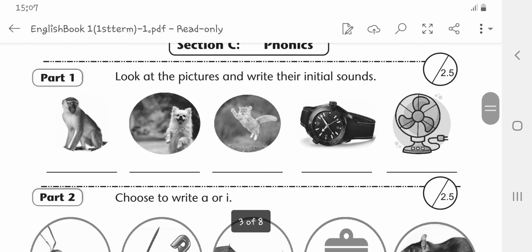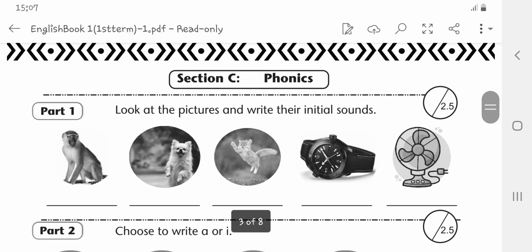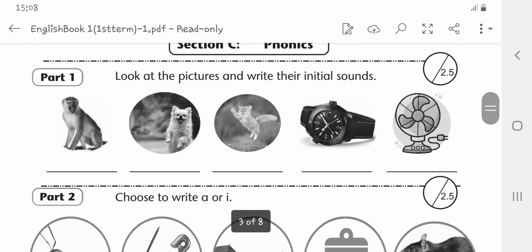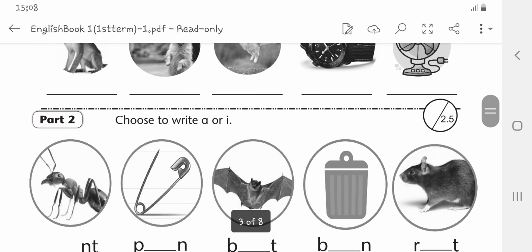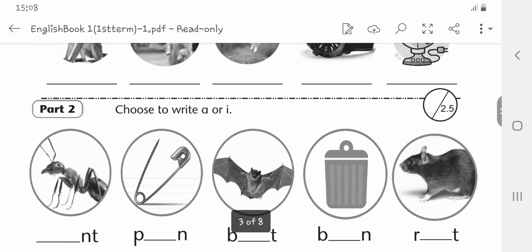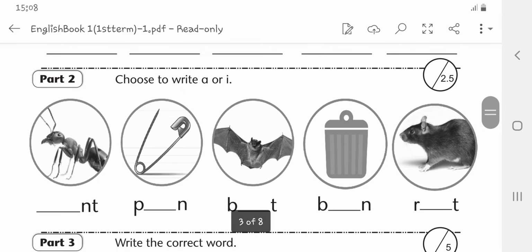Part C is phonics, because phonics is a major component of this book also, and phonics does not finish or complete at KG level, it goes right up to grade 2 level. So look at the pictures and write their initial sounds. That's why the marks are only 2.5. Part 2 is choose to write A or I. So they have to fill the blanks with A or I.